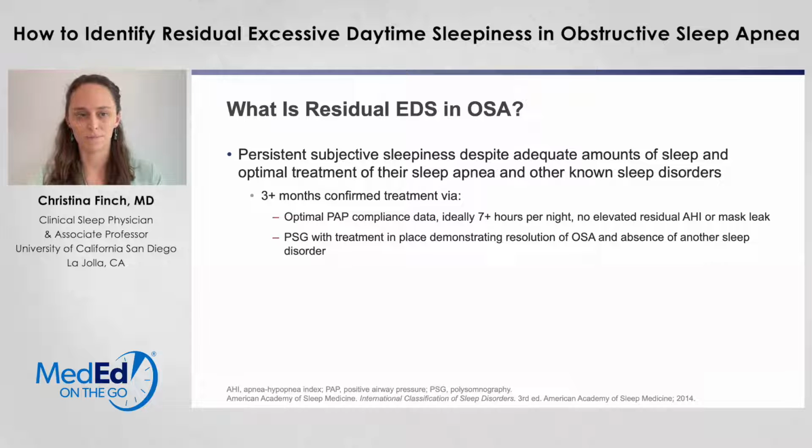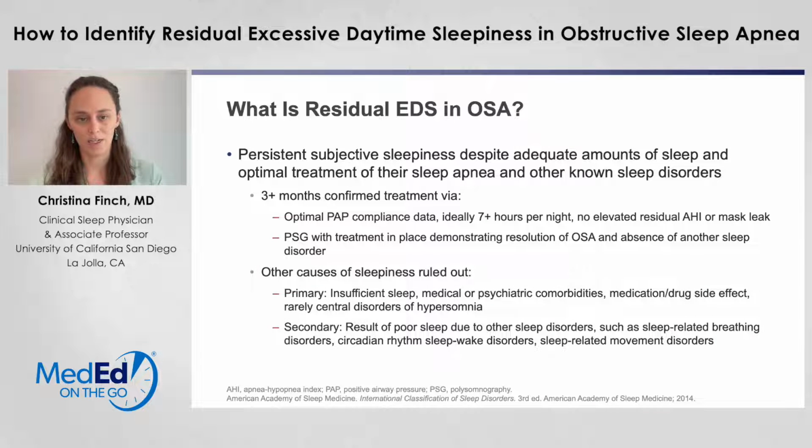For other causes of sleepiness, we want to make sure that we aren't missing anything else, such as insufficient sleep, other medical or psychiatric comorbidities that might be contributing to daytime sleepiness, or the side effects of any medications that they may be taking. And then also ruling out any other type of sleep disorder with those tests we talked about on the last slide. For secondary causes, we want to make sure that other sleep problems aren't arising, like circadian rhythm wake disorders, sleep-related movement disorders like REM behavior disorder, or periodic limb movement.